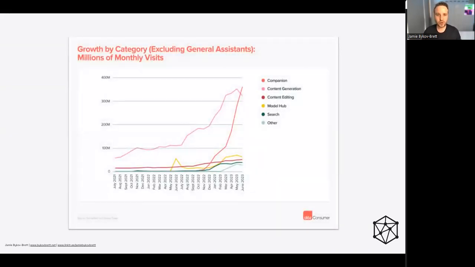So in June of this year, we saw that for the first time ever, AI companionship overtook content generation. There were more visits to, and more time spent on, AI companionship sites than on AI content generation. A lot of people like myself initially assumed that AI was going to be centered around productivity and business applications. But the surprising trend is AI is being used for companionship, surpassing the role of content creation.